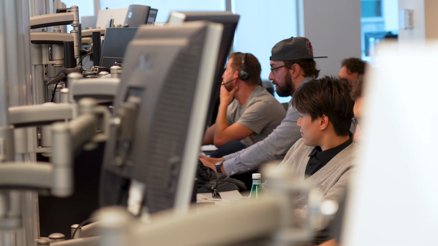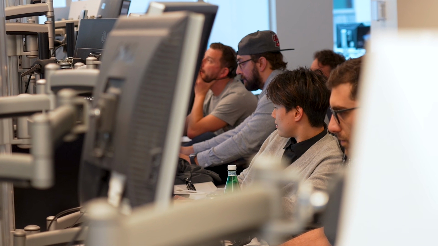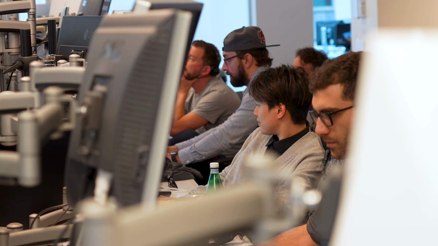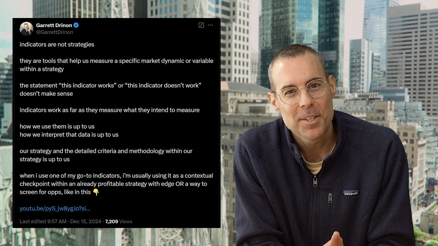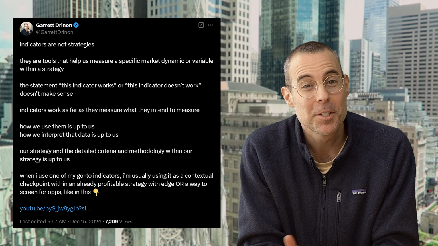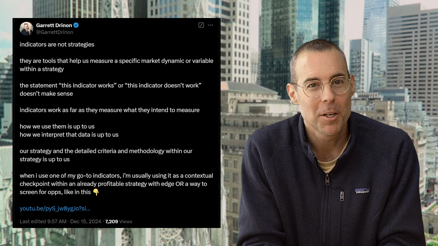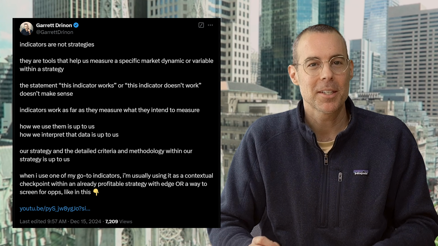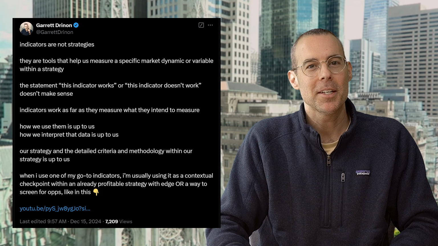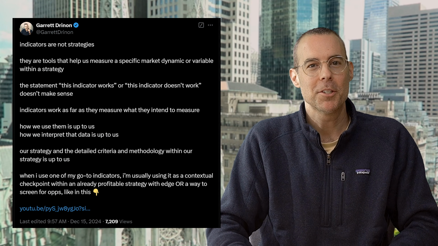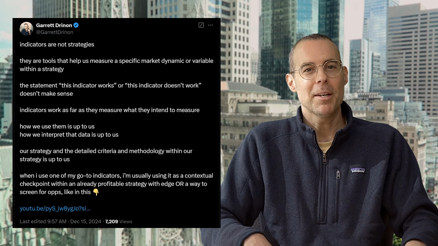So indicators can be early or late relative to the move you're looking for. And of course, nothing is perfect. And if you can find something that quantifies the future, let me know. So here's how we use indicators. I tweeted this out a few weeks ago. Indicators are not strategies. And this is important. They're tools that help us measure a specific market dynamic or variable within our strategy. So in our case, moving averages help us measure trends over multiple time frames.